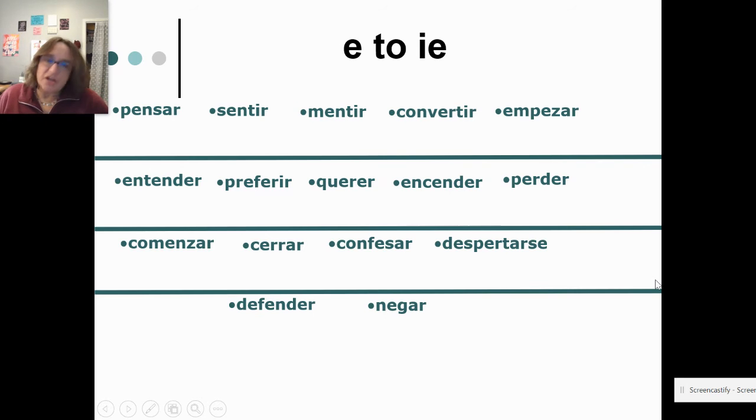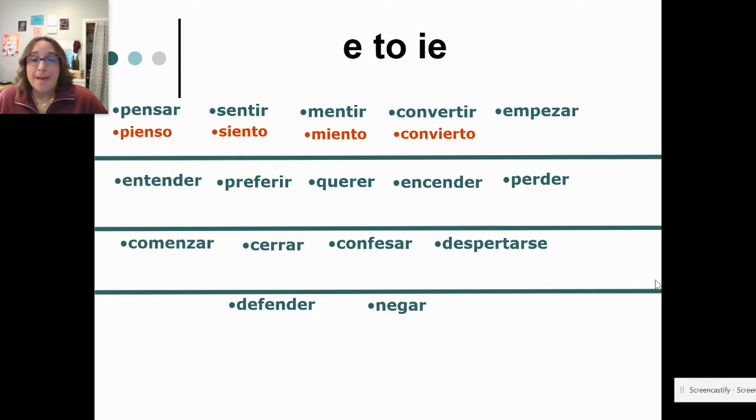So if we're going to conjugate them in the yo form, how about pensar? Pienso. Sentir. I think this is the direction they go with the animations. Siento. Mentir. Miento. Convertir. Convierto. Empezar. Empiezo. Entender. Yo form. We're doing all yo form. If you can do yo form, you can do all the rest of them. Entiendo. Preferir.